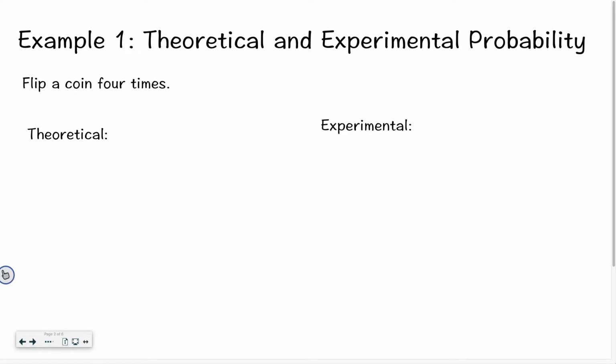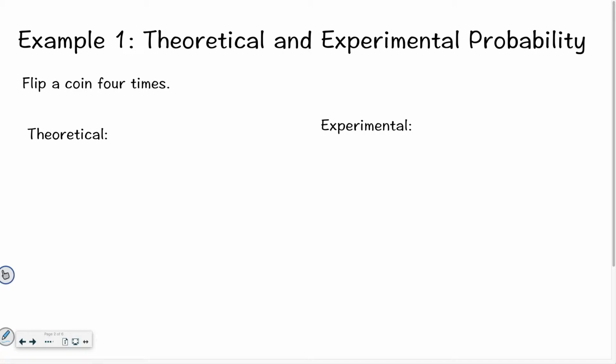So the very first thing we're going to talk about is the difference between theoretical and experimental probability. I realize that those are a couple of big words, but you've already been working with this, so it's not as scary as it sounds. Theoretical is the in-a-perfect-world situation.